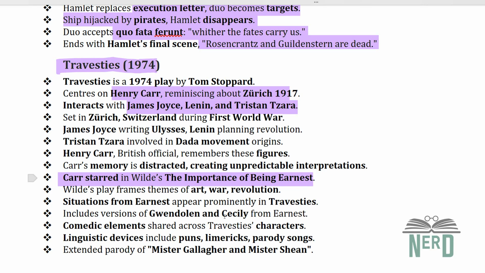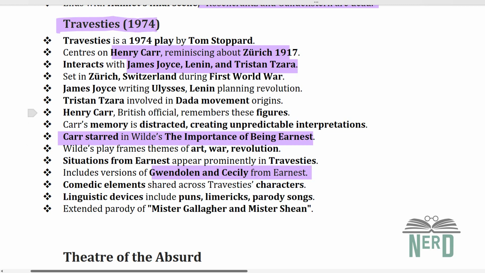Carr himself once acted in that play, and his memories overlap with Wilde's witty characters like Gwendolen and Cecily. So, Travesties becomes both a tribute and a parody to Wilde, to Joyce, and to modern art itself. The play brims with linguistic playfulness, puns, limericks, music hall rhythms, and even a parody of the old vaudeville song Mr. Gallagher and Mr. Sheen.